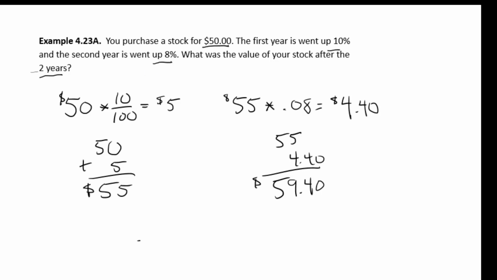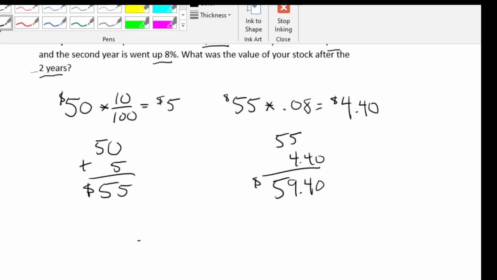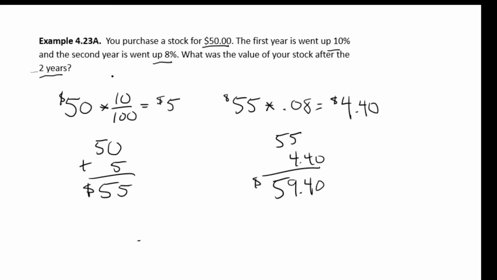So in the next few problems, or last problems of this chapter, I'm going to be doing percent increases and decreases. And sometimes they're going to be multiple. This one's multiple. It's only 2. But here's the problem. You purchase a stock for 50 bucks. The first year it went up 10%, and the second year it went up 8%. What was the value of your stock after the second year?